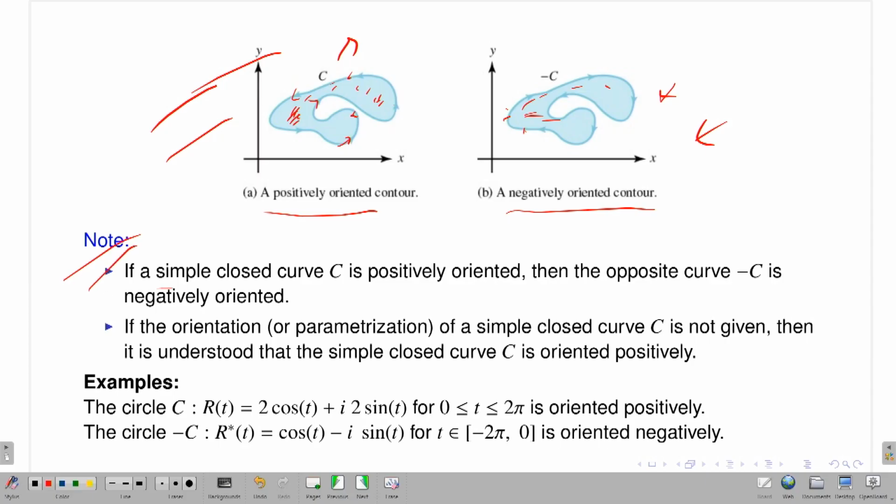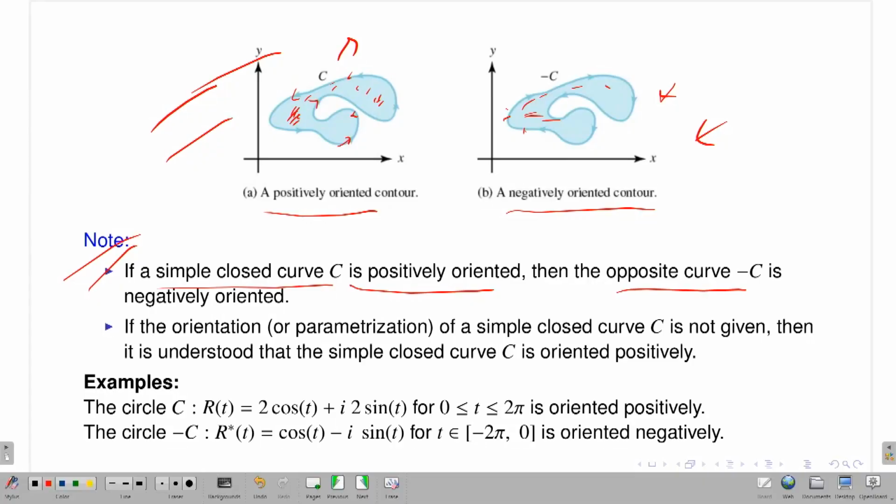It says that if I have a simple closed curve C which is positively oriented, it will have a parameterization, and I choose the parameterization in such a way that if I go along the curve C, the interior bounded domain of C is always on the left hand side. That means it is positively oriented. Once my curve C is positively oriented, the orientation of my negative curve minus C is negatively oriented, as I already said.